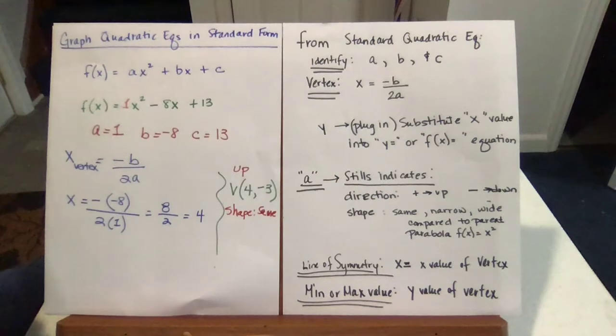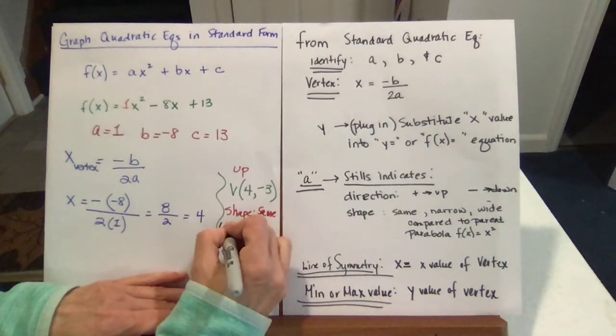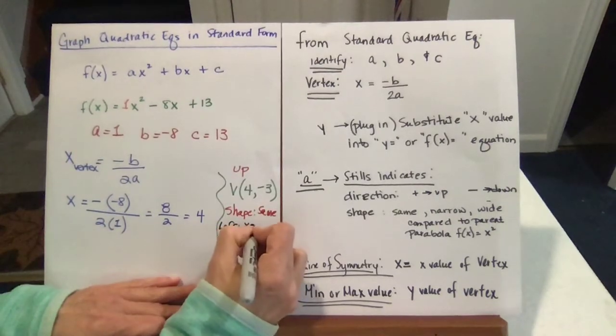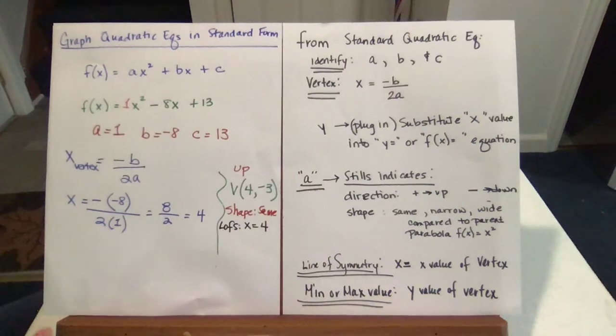Right and left 2, square it, up 4, etc. And we can still get our line of symmetry. So we'll abbreviate that L of S. All of this without graphing is reachable. And it's always x equals the x value of our vertex, so that hasn't changed.